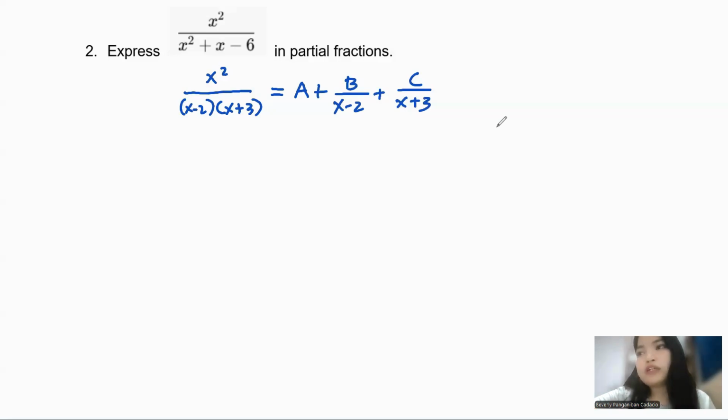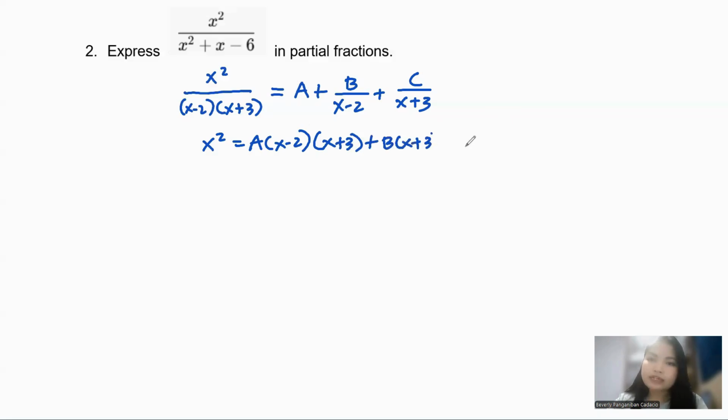But what I'm going to do is I'm going to go with equating coefficients. So you can practice that one, okay? Because there's some questions where you are forced to do equating coefficients. Okay, so what I can do is, again, you have x squared, and then I will be multiplying a by everything that is not there in the denominator. So a will be multiplied by x minus 2 and x plus 3. The b will be multiplied by x plus 3, and the c will be multiplied by x minus 2.